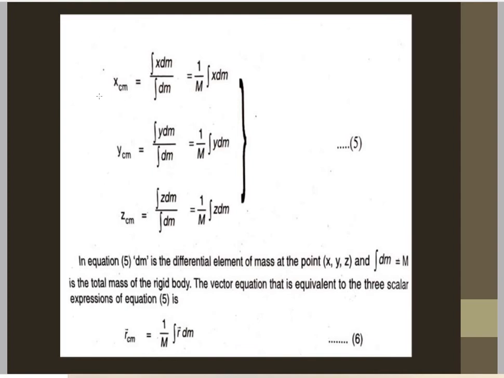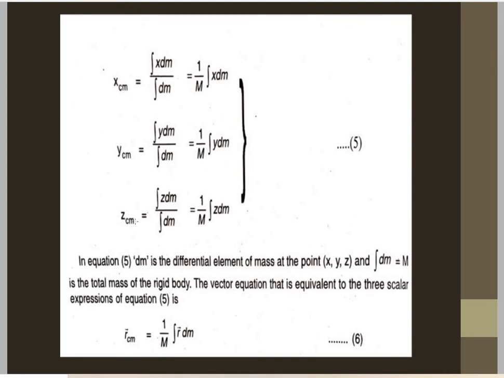So for continuous bodies, we can replace the summation by integration. So XCM can be written as integral x dm divided by integral dm. So integral dm is nothing but the total mass of the system. So 1 by capital M into integral x dm. What is YCM? Integral y dm divided by integral dm. So that is 1 over M integral y dm.